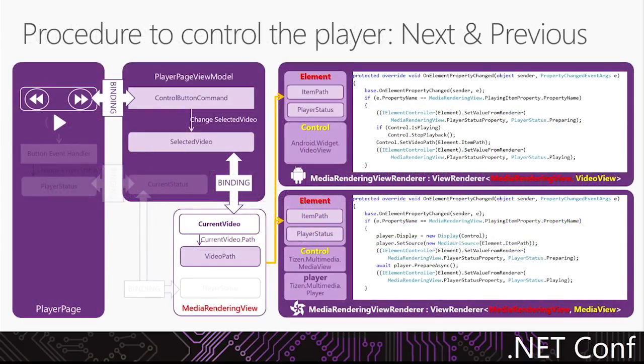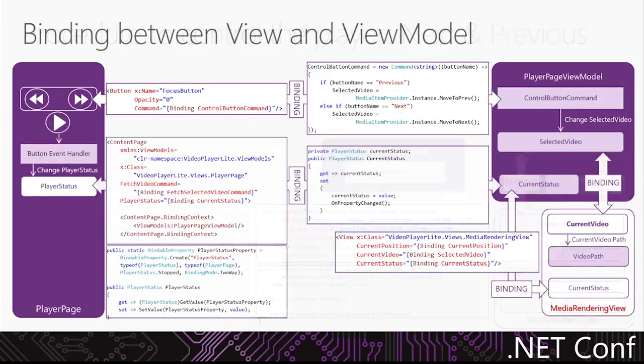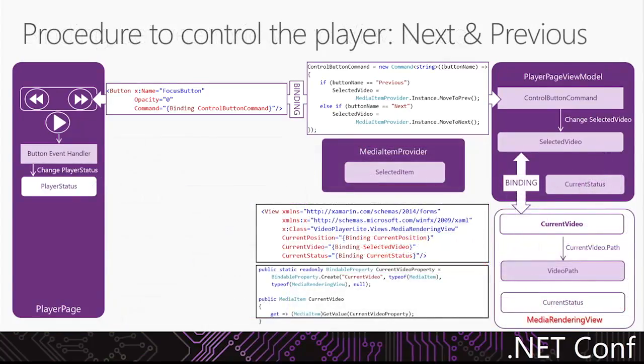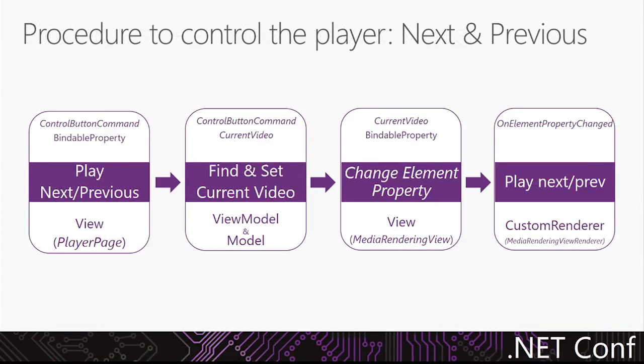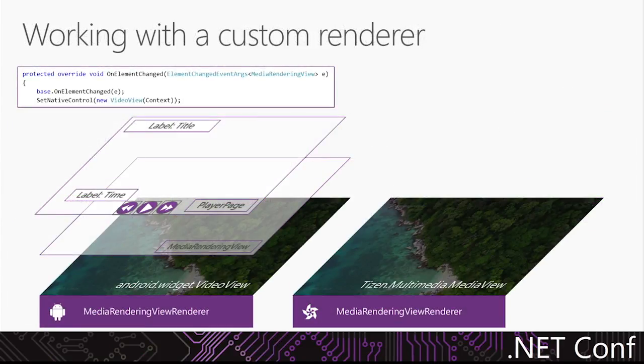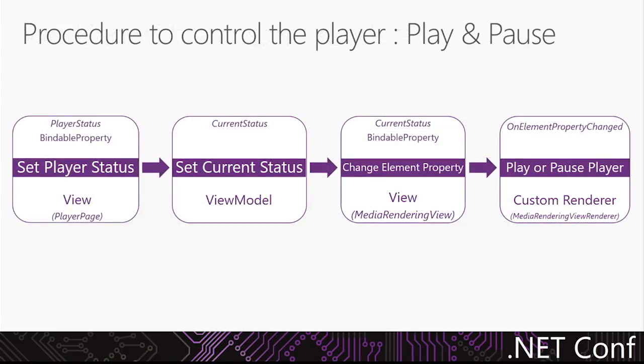We talked about how the next and previous have worked, and we've done that. So that's about it. Basically, to play the video, we set up the play status, and the rendering view is hosting the player status. So if the play status has been changed, then the custom renderer will receive the on element change and see that the video has been changed. Upon that, we can control the player.